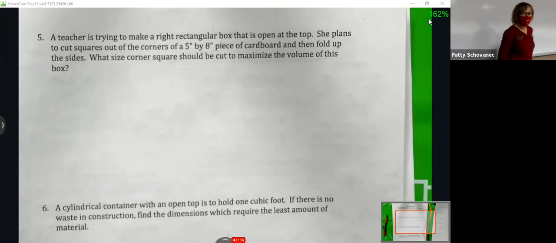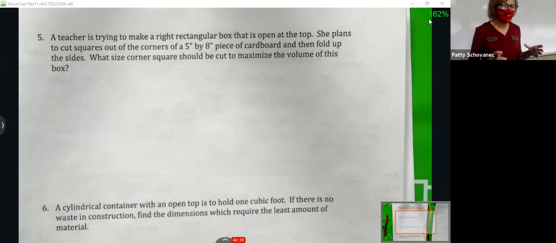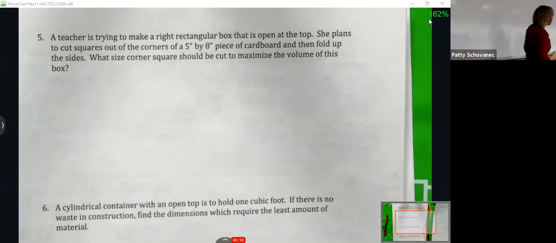Make a rectangular box that's open at the top by taking a 5 by 8 inch piece of cardboard. That's kind of like a little index card. Cut out the corners and fold up the sides. Find the size of the corner square to maximize the volume of the box. This is a little quiz to see if you remember how we did this problem last time.